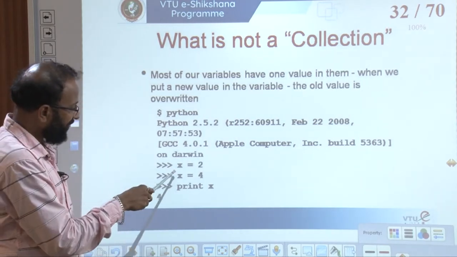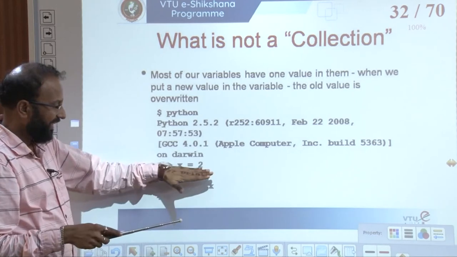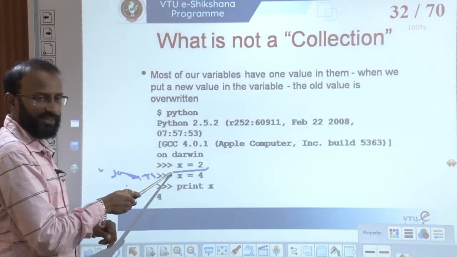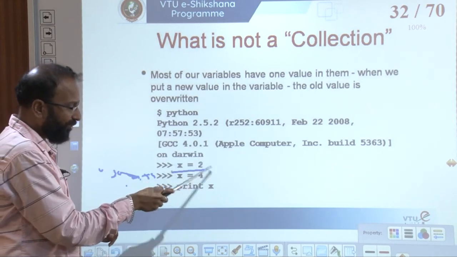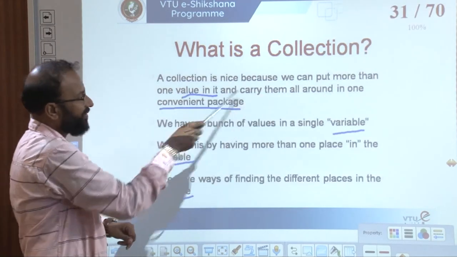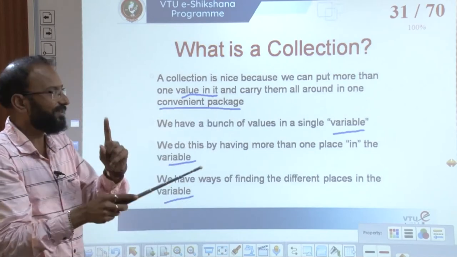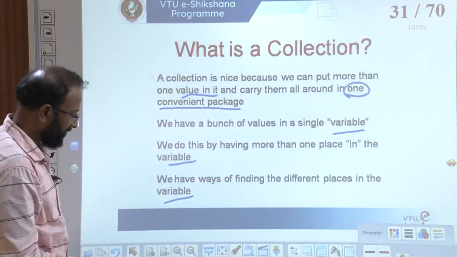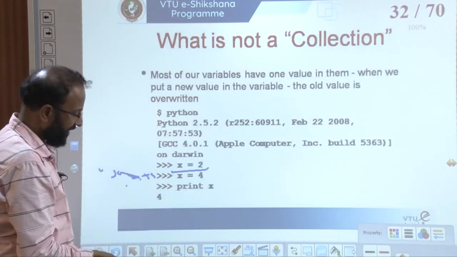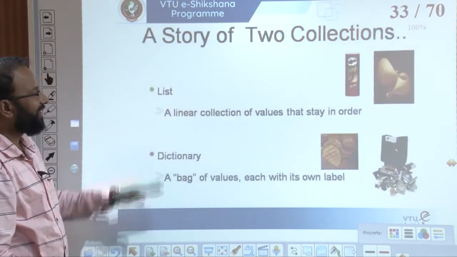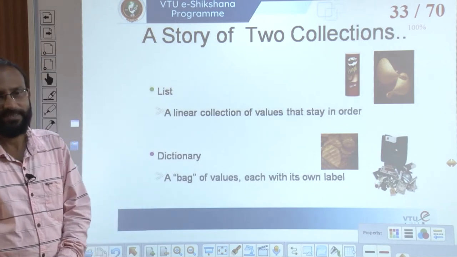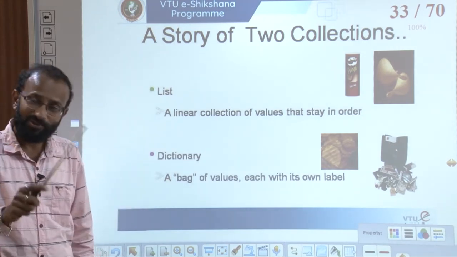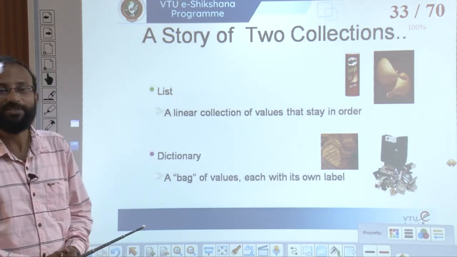Now, you have a variable like x equal to 2. Is it a collection? Definitely not. X equal to 2 is not a collection because it is only one value. More than one value put together and referred to with one convenient name is a collection. Now, list is a collection. Dictionary is also a collection.